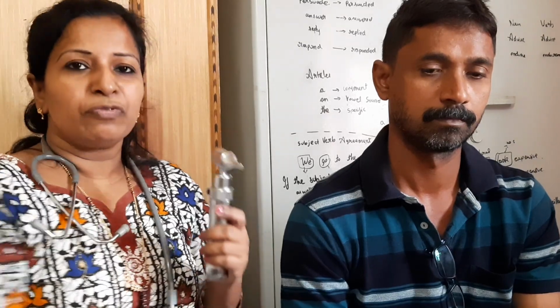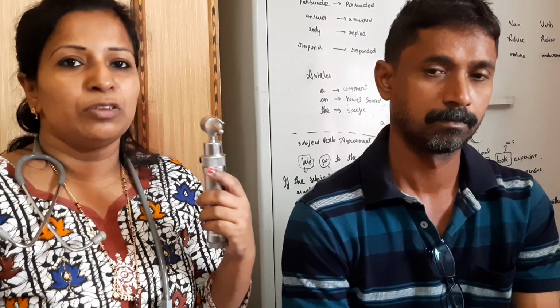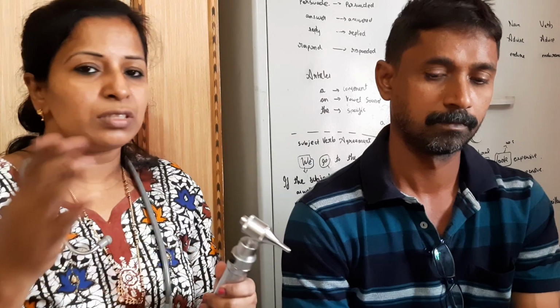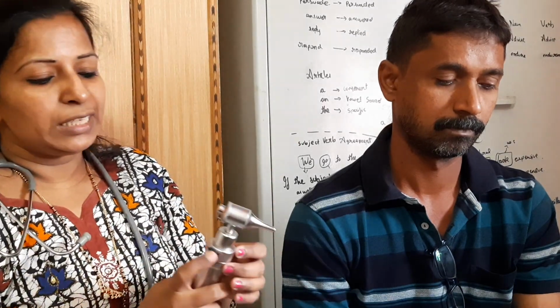If you are checking the right ear, the cone of light will fall, if there is no damage to the eardrum, in the 5 o'clock direction. In the left ear, it will fall in the 7 o'clock direction if there is no torn membrane. So that you can see. Now I am introducing the otoscope, the light is getting on.